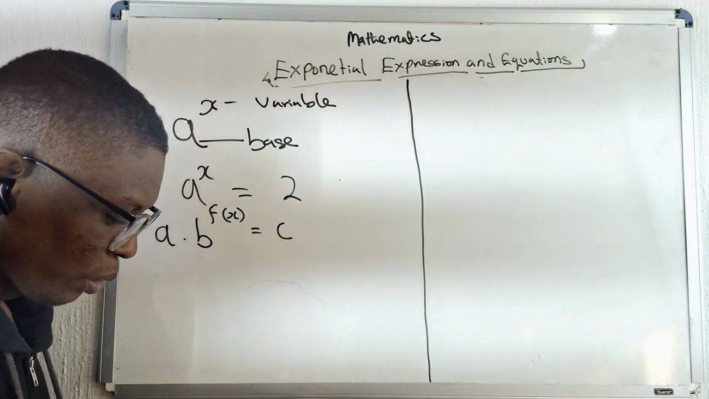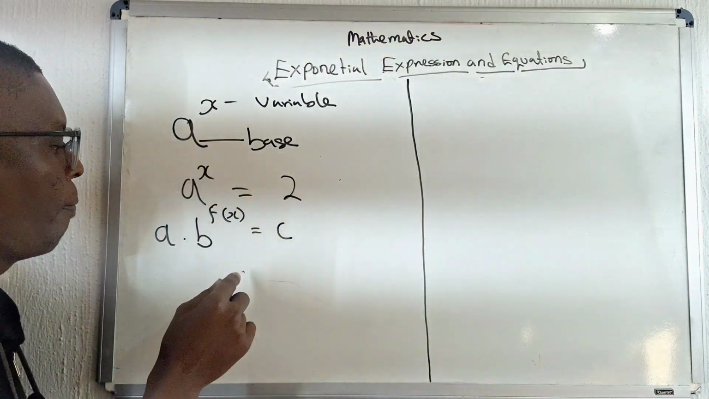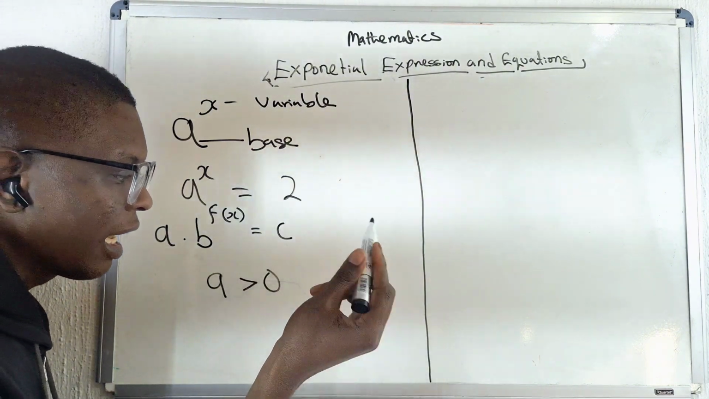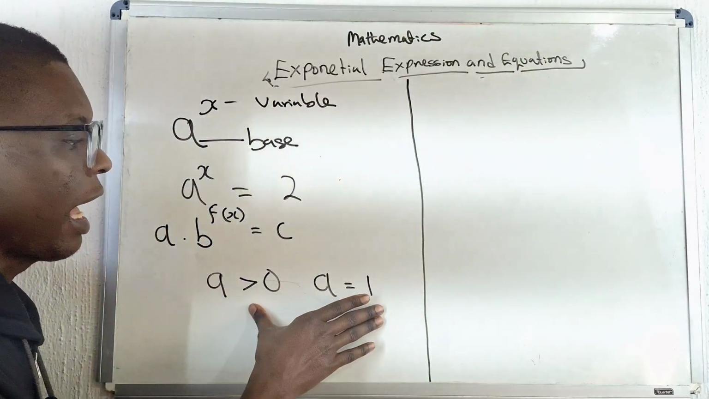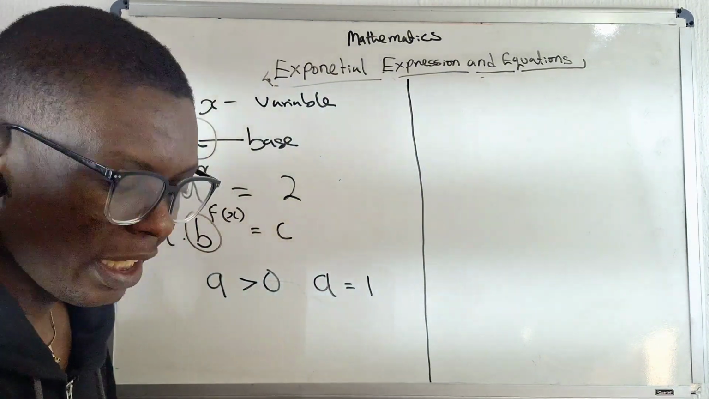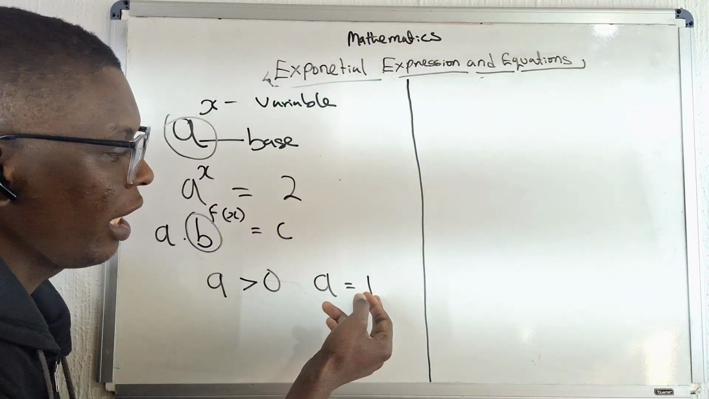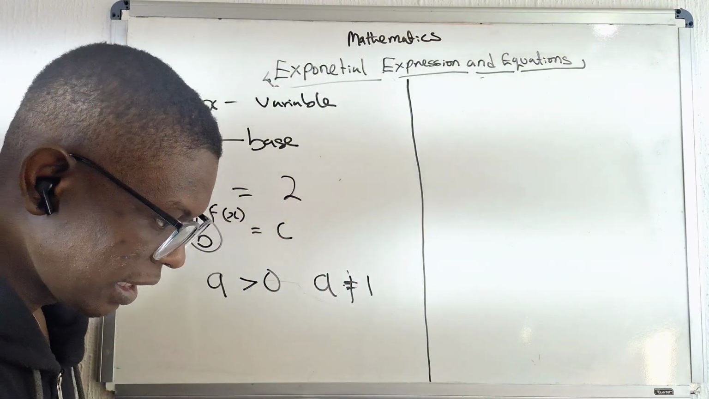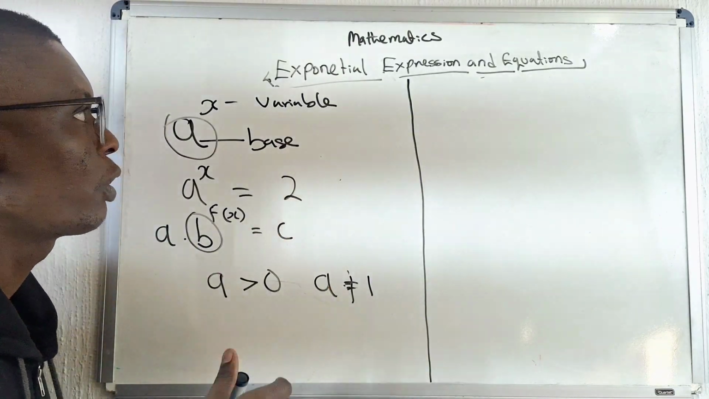Okay? One thing you should note also is that in every condition, your base must be greater than 0, and your base should not be equal to 1. These are the standards which the base should satisfy in an exponential equation. It is always greater than 0 and not equal to 1. So it should be a positive number that is greater than 0 and not equal to 1.